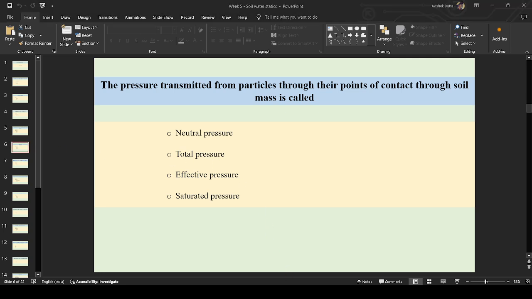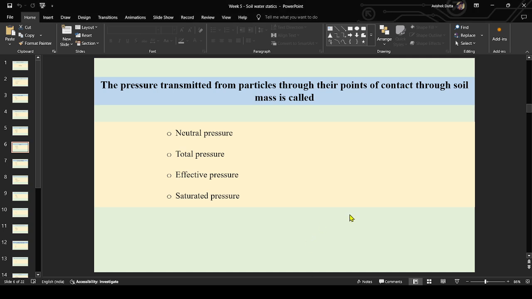Yes. The pressure transmitted from particles through their points of contact through soil mass is called. Your options are neutral pressure, total pressure, effective pressure, or saturated pressure.